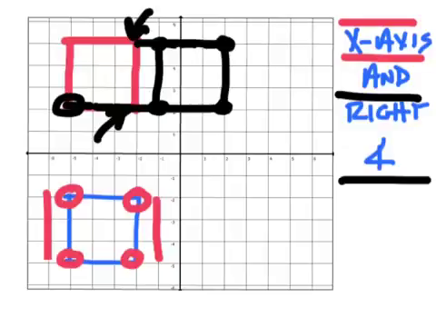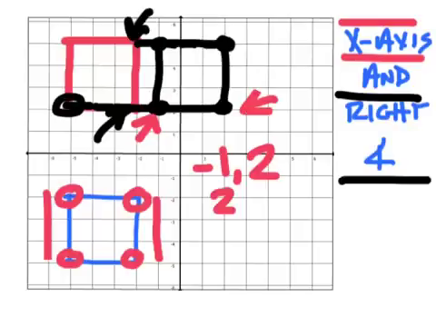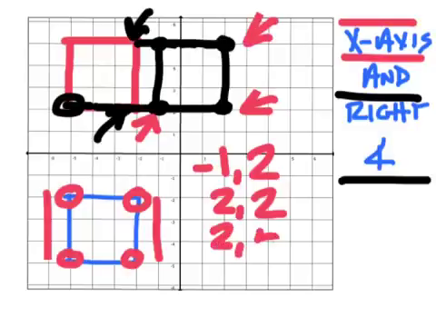So we'll start with this one. That is -1, 2, and then this one is 2, 2, and this one is 2, 5. And then this one is -1, 5.